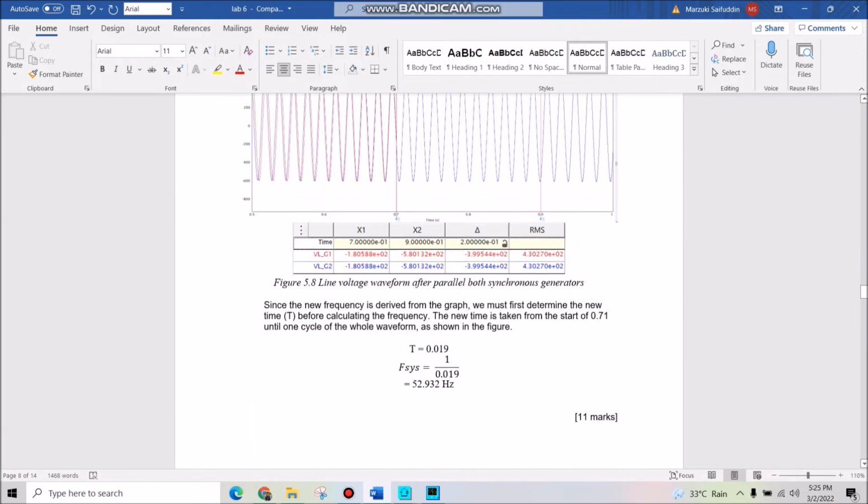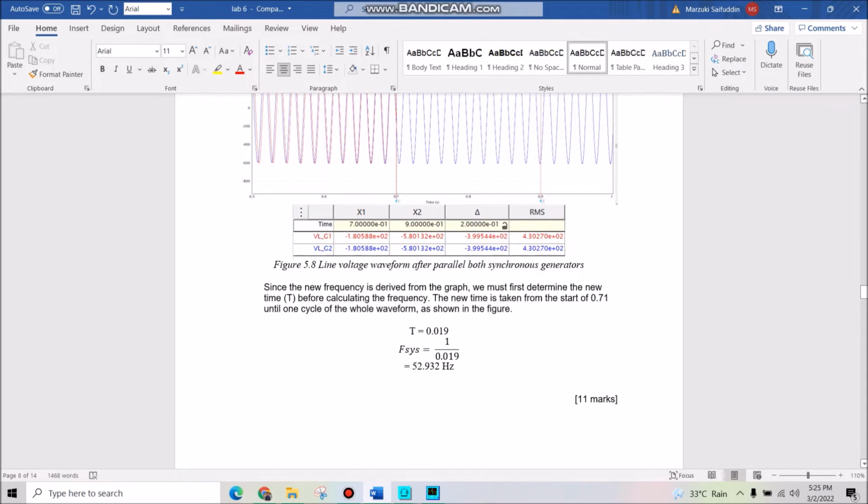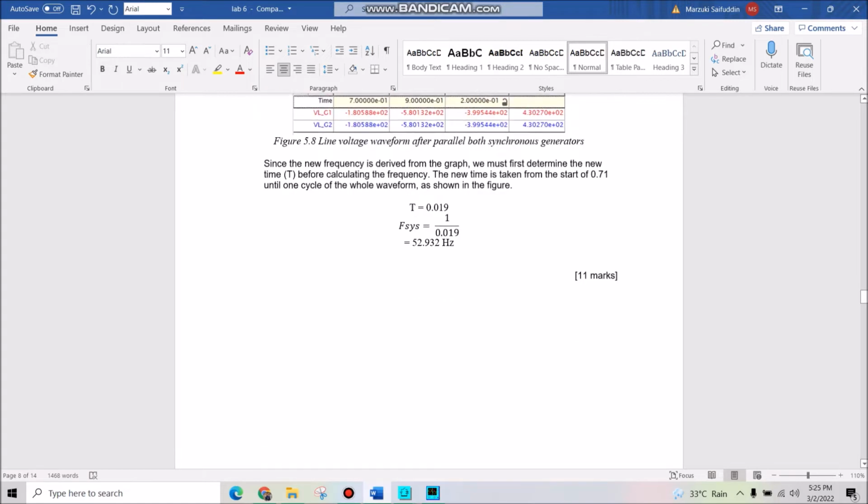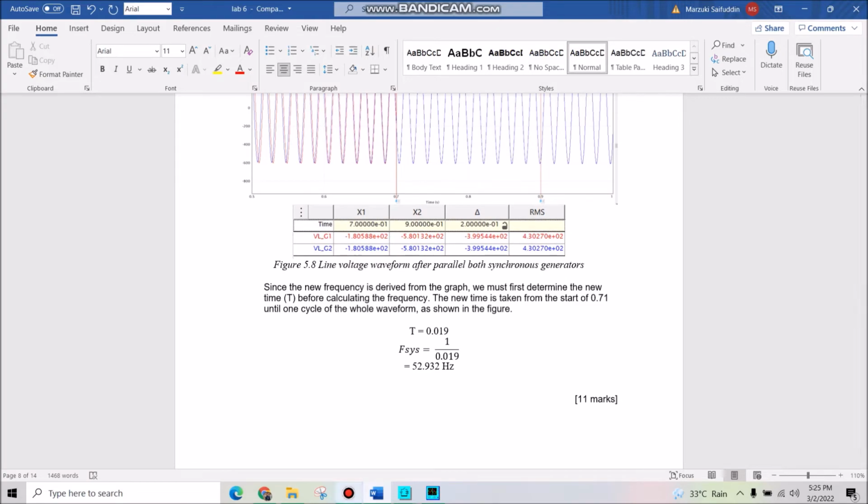Okay, since the new frequency is derived from the graph, we must find the new time before calculating the frequency. The time taken starts from 0.7 until 1 cycle for the whole waveform as shown in the figure. So T is 0.019. So 1 over 0.019, so we get 52.932 Hz. Okay, that's all for me.